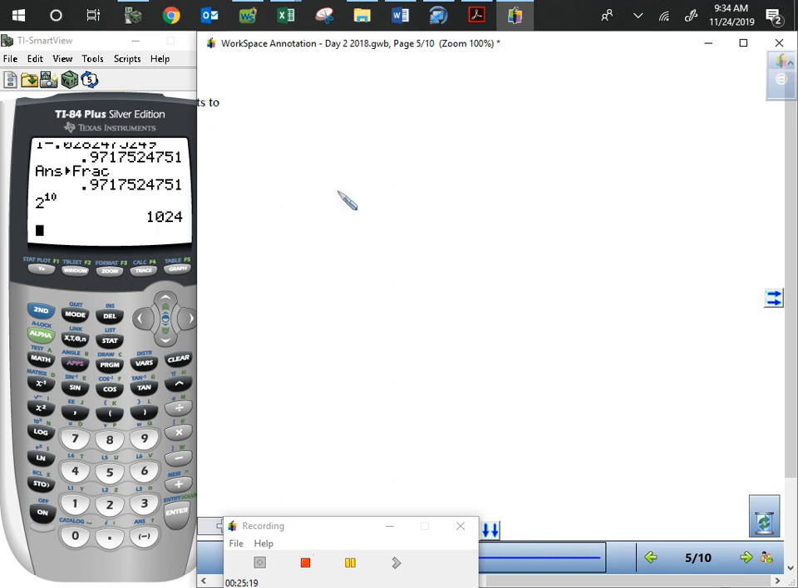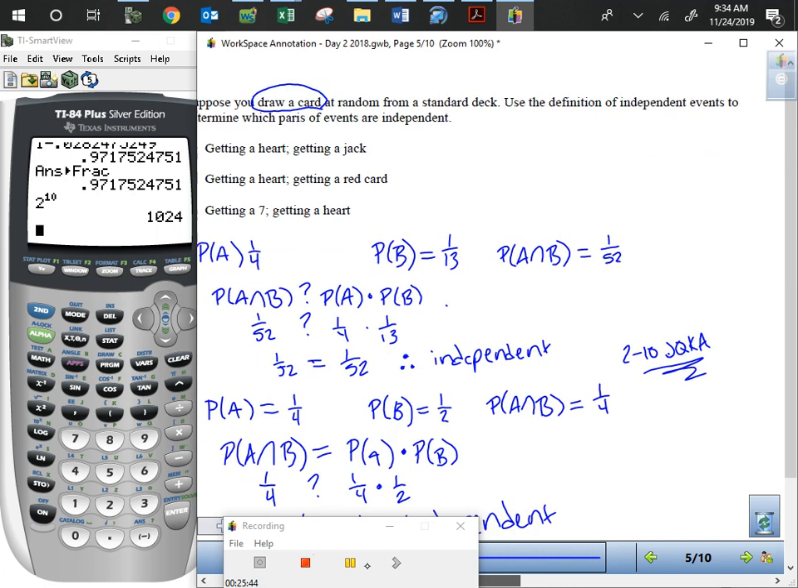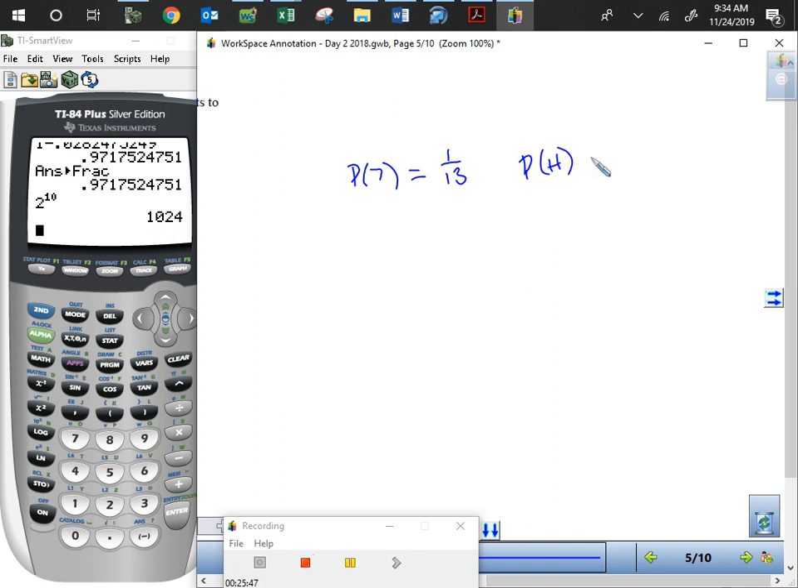Let's look at the actual probabilities, because again, thinking this through is not always clear, whereas the math is. So the probability of getting a 7: there are 4 7s in the deck, so it's 1 out of 13. I'm just going to use 7 instead of A. Then the probability of a heart is 1 in 4. And then the probability of 7 of hearts, which would be the intersection, there's only 1 of those in the deck out of 52.